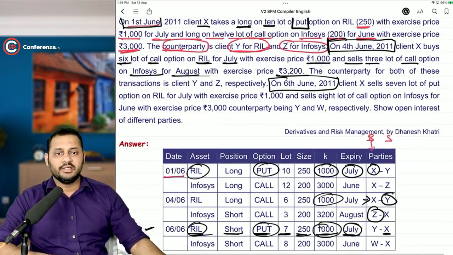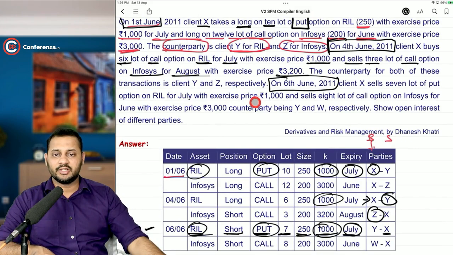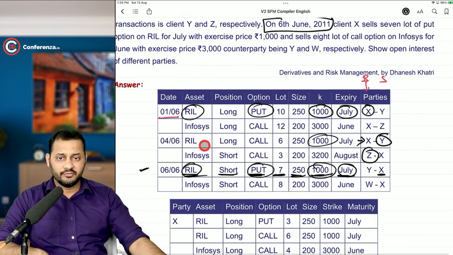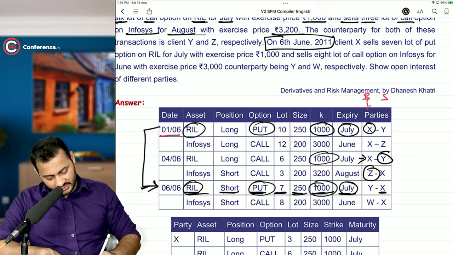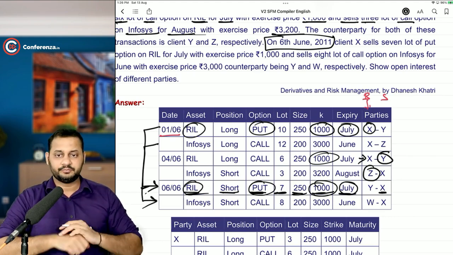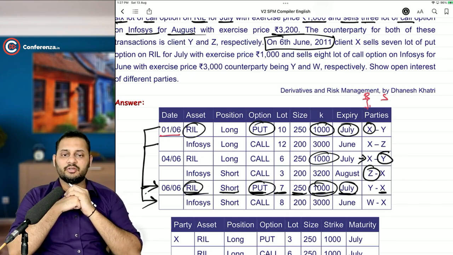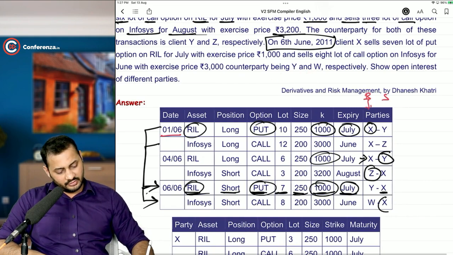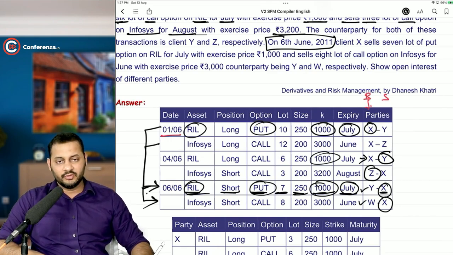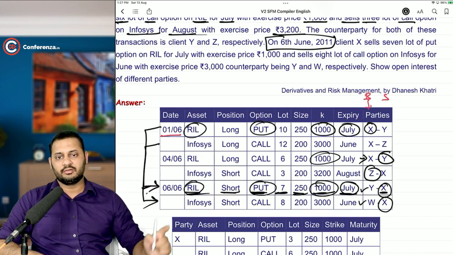Okay, then he sells 7 lot of put option for Reliance Industries Limited, July exercise 1,000, and sells 8 lot of call option on Infosys. See, Infosys, he had a long position in the call option for June. What he did is he sells 8 lot of call option on Infosys for June. So now he is reducing. This can be matched with this and this can be matched with this. Infosys short call 8 2000 and June, and the counterparty being Y and W. So counterparty, in both the cases X was the seller, so Y and W will be the buyer of the call option and the put option.